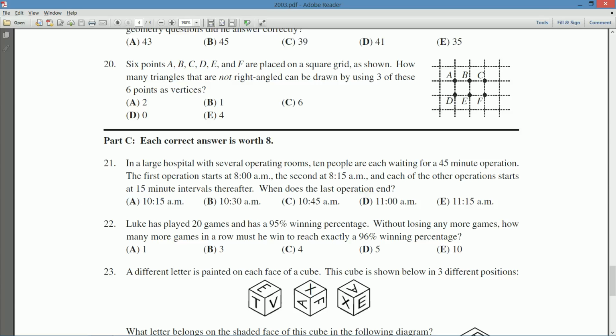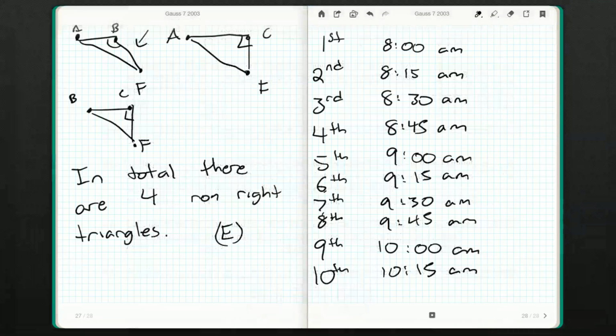However, that's when the 10th and last operation starts. We want, when does the last operation end? And each of these operations are 45 minutes. So we add on 45 minutes. So 45 minutes after 10:15, that brings us to a full hour again. So our answer is going to be 11 a.m.